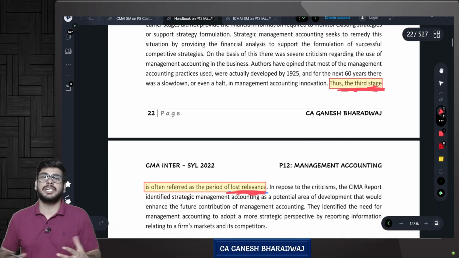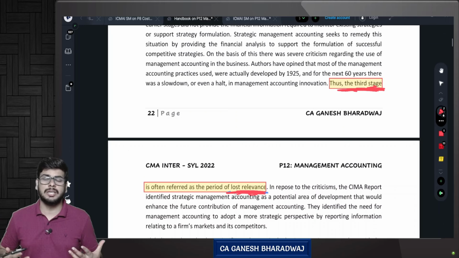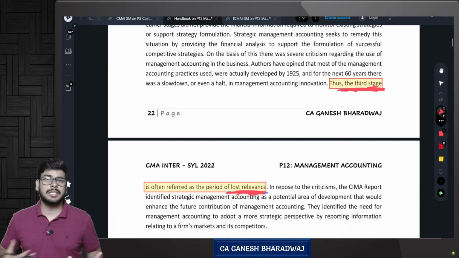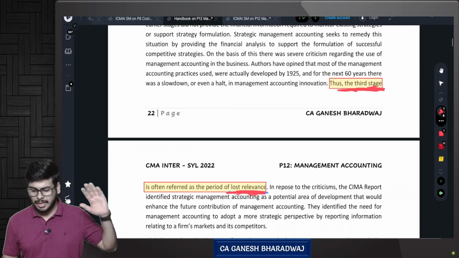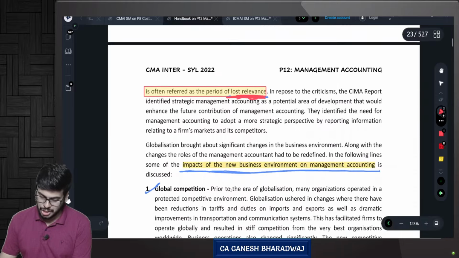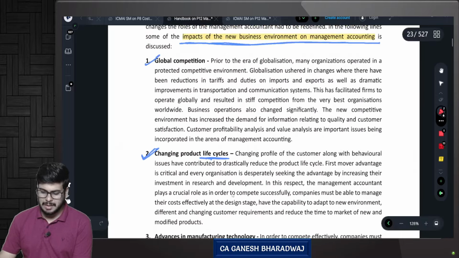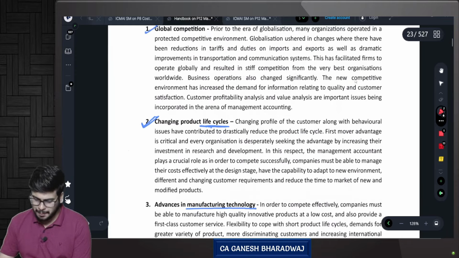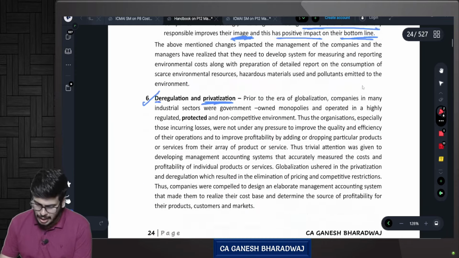The fourth stage came up with a lot of advanced technologies, and that is the reason why the fourth stage came up. Currently, we are in the fourth stage. That is, it came up with a lot of technological advancements. The third stage is actually a period of lost relevance. This has been mentioned here. Clear? And of course, the impacts of the new business environment on management accounting, I have just explained to you.